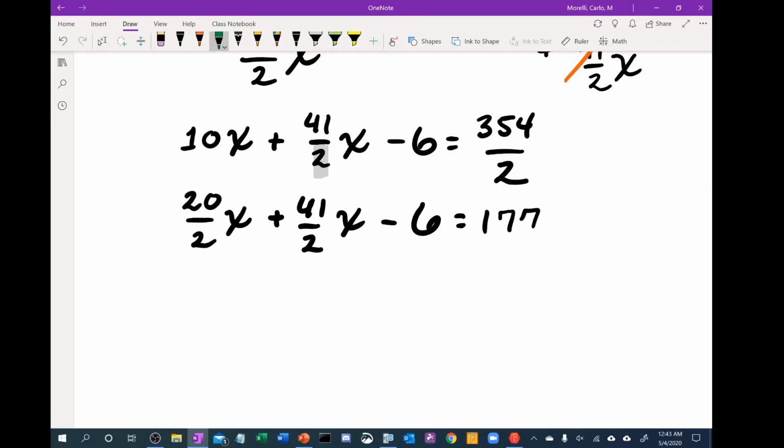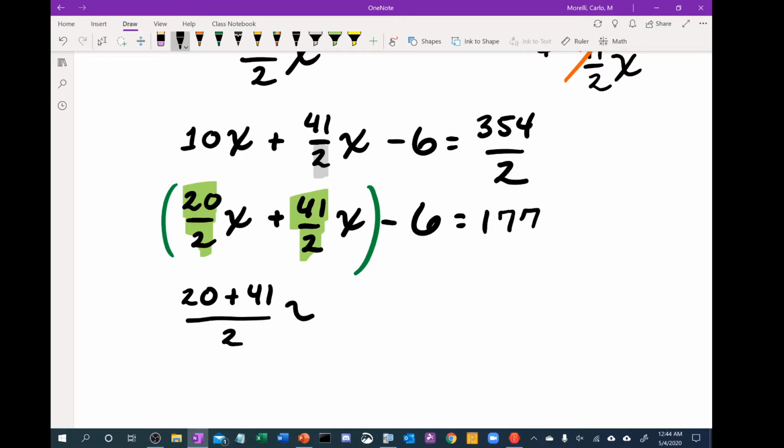So notice that we have like terms here. We're going to be able to combine these like terms, 20 over 2 and 41 over 2. They have a common denominator, so they can be combined. And so what this is, 20 plus 41 over 2x minus 6 equals 177. Now what? Well, now you can get these terms together by adding 6 to both sides. So we'll add 6 to both sides.